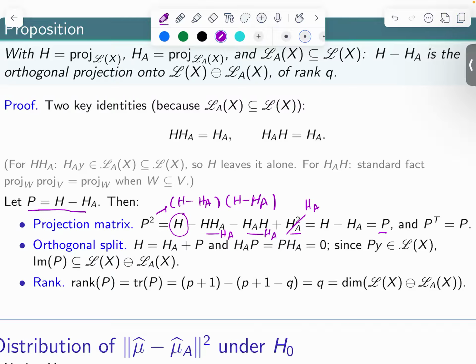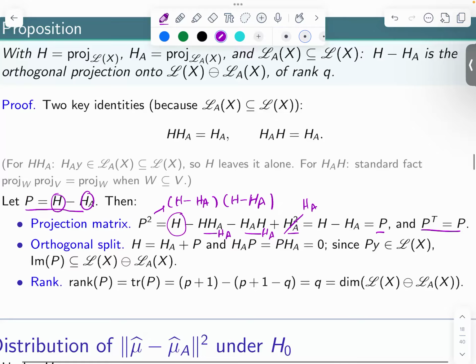For the transpose, it acts on these separate terms, you get H transpose minus HA transpose, and so you get P back. Okay, so this proves that this is a projection matrix, right? And an orthogonal projection matrix. Does that sound good? What this means is that it's projecting onto its image. And I just want to argue that it is projecting onto that difference, and this is also not really difficult.